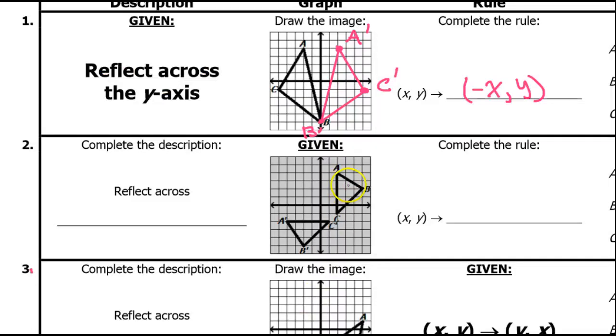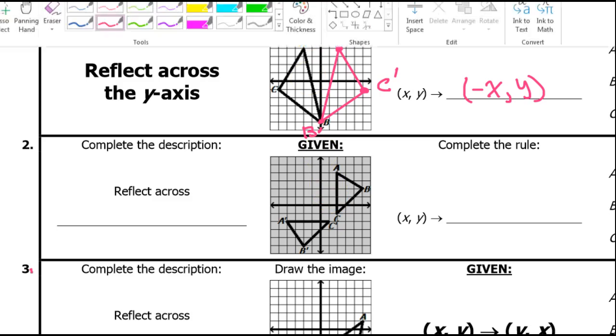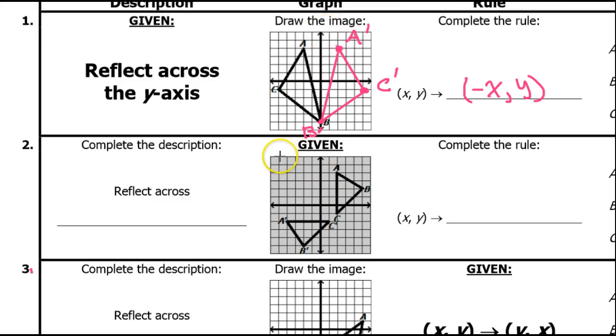So looking at these pictures, this seems to be a diagonal reflection. And the mirror line seems to be right about here. This is the mirror. So, of course, this is the line y equals negative x.